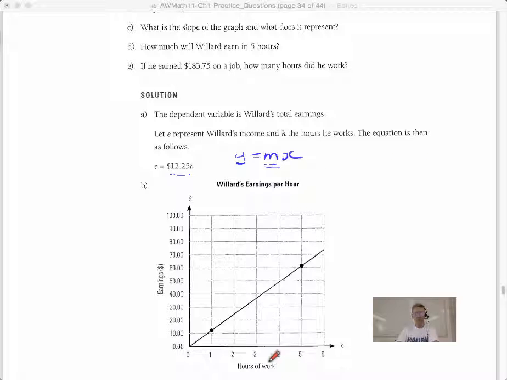Now x is the time or hours worked, so we can change this equation, and y, the y-axis, is the dollars of the amount, his earnings. So we can write earnings will depend on m, the slope, in this case 12.25, and whatever the x is. Now instead of x we're using hours, so we use h, the number of hours. So his earnings will be 12.25 times the number of hours worked.